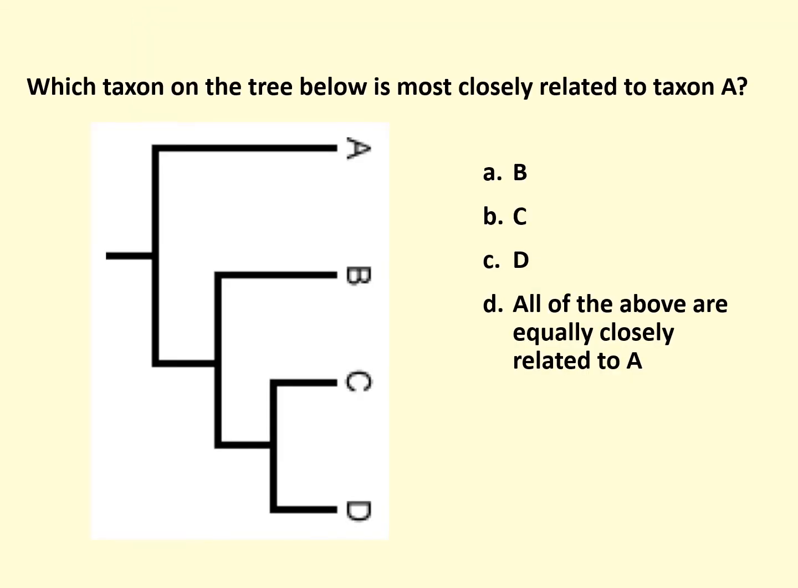So my question to you is, which taxon on the tree below is most closely related to A? Did you guys say B? Right, so notice that's that first branch point. That's going to be the closest. What can you tell me about A? A is the, right, outgroup.